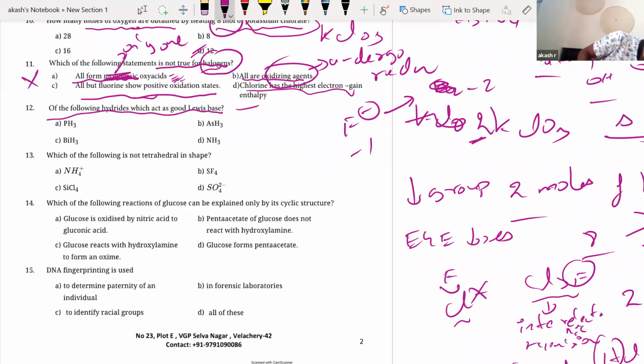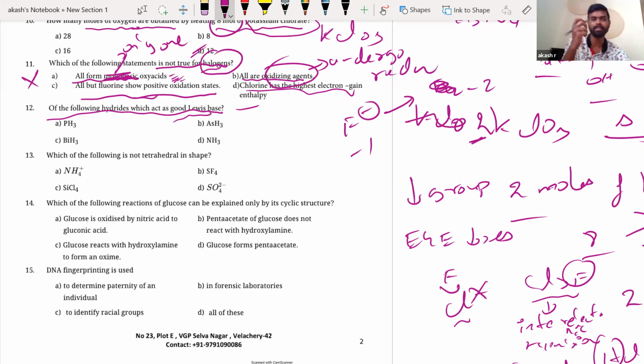Okay, now I have to turn on my laptop. One second. Let me put this thing in charging. The laptop switched off. Okay, yeah. So which of the following acts as a good Lewis base?